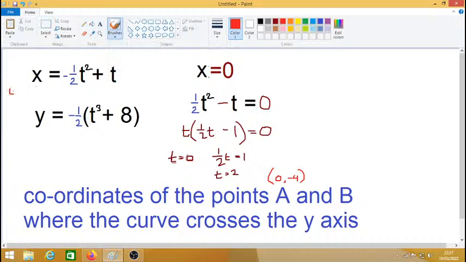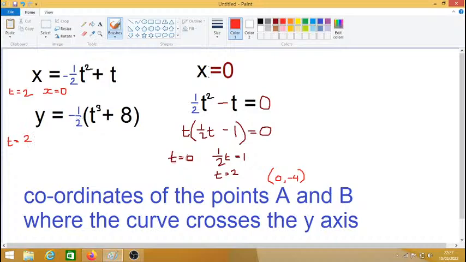If t is equal to 2, then just type into your calculator the calculation for x, minus a half times 2 squared plus 2, and you should end up with 0 again. And that makes sense because that's what we were assuming right at the beginning, that x was going to be equal to 0. And then t equals 2 into the y coordinate.